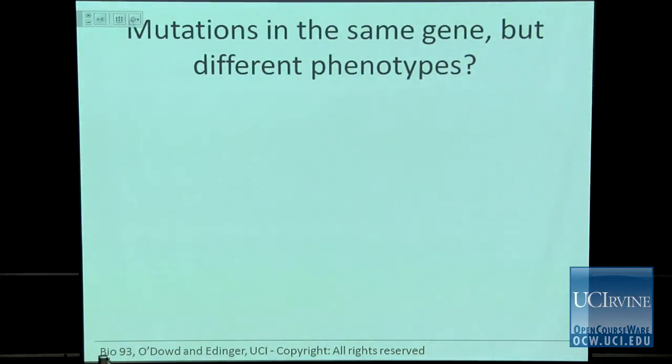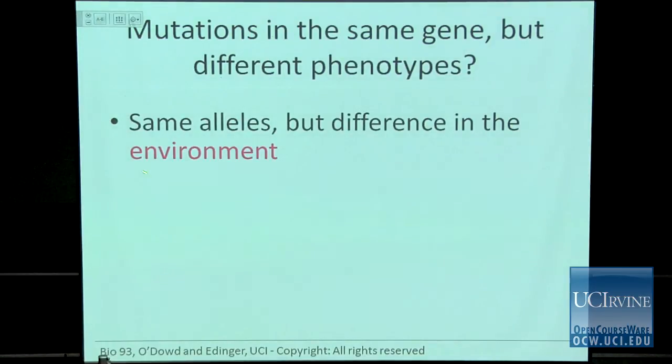Okay, so to summarize what we just talked about, mutations in the same gene. How can you get different phenotypes? I don't think I gave you this slide. So the first one is you could have the same alleles, but differences in the environment. So that was the 2 hydrangeas. One's grown in acidic soil, one's grown in alkaline soil, and they get different colored flowers. Environment affects the expression of phenotype.